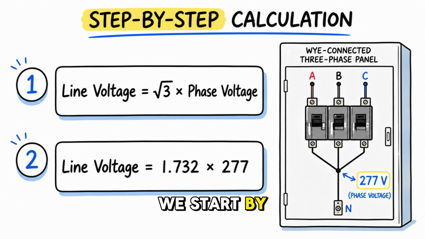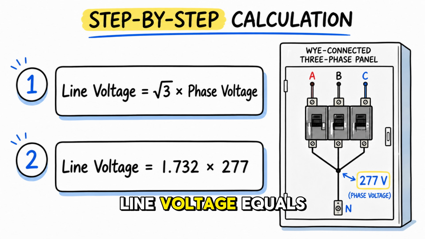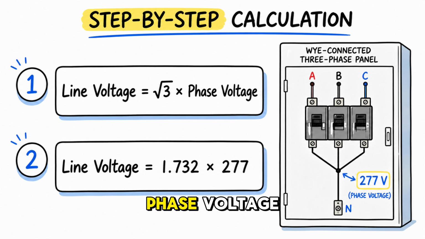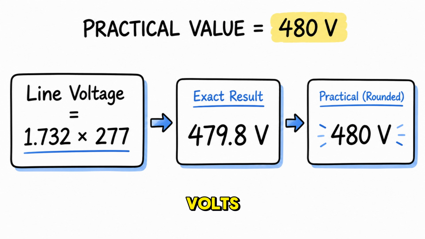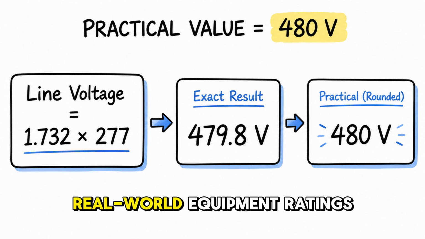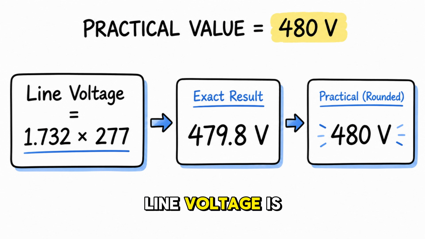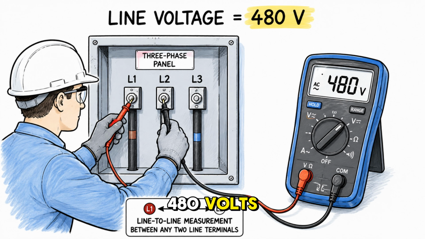Step 1, we start by writing down the formula. Line voltage equals root 3 multiplied by phase voltage. Step 2, we put our known value into the formula. Line voltage equals 1.732 multiplied by 277. Step 3, we calculate the result. Line voltage equals 479.8 volts. Step 4, we round this to a practical value that matches real-world equipment ratings. Line voltage is approximately 480 volts. Our answer is 480 volts.